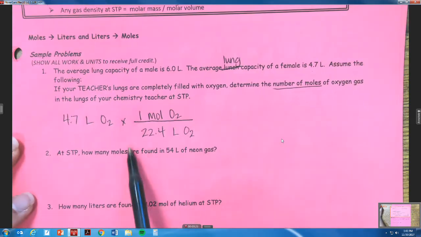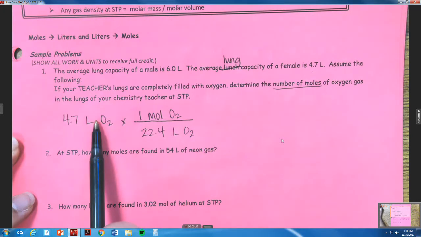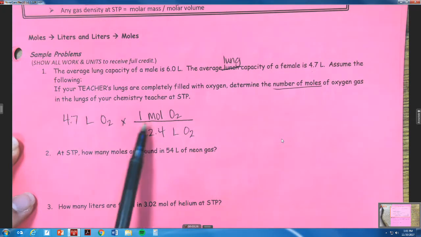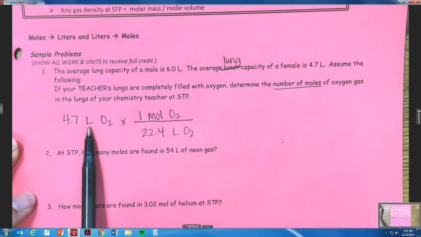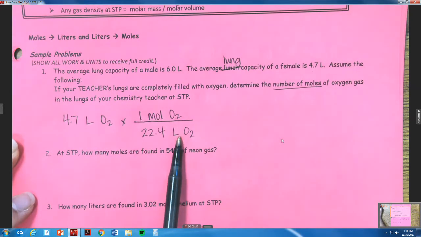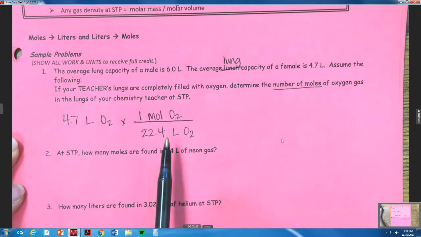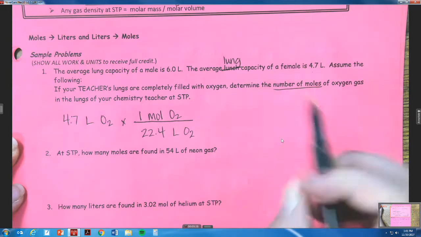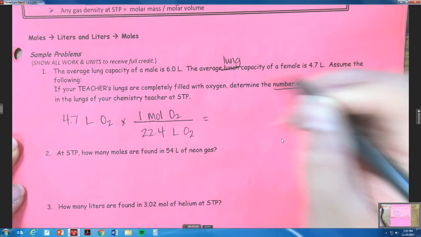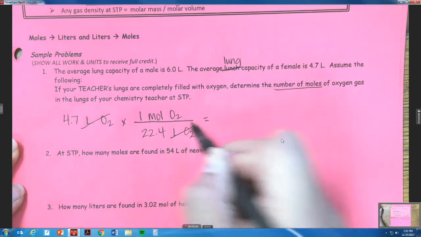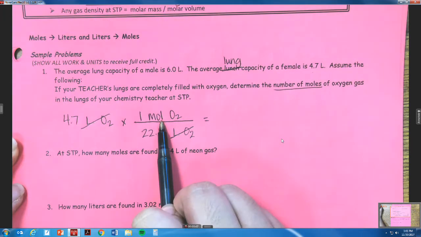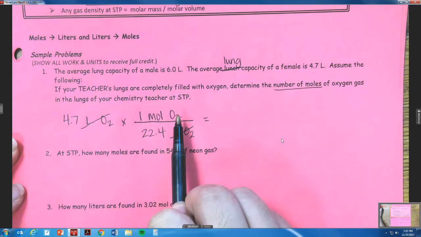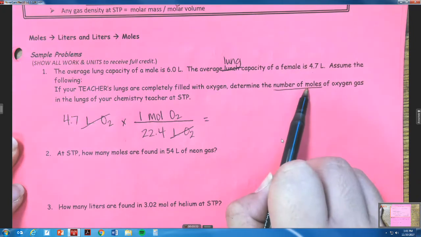Remember, these are going to be diagonal of each other. You always want them to be the same unit. So if this is liters, then the unit that you want on the bottom of your fraction also needs to be liters, because remember, we're going to cancel out our units, so whatever unit we're left with, moles of O2, is going to be our answer.